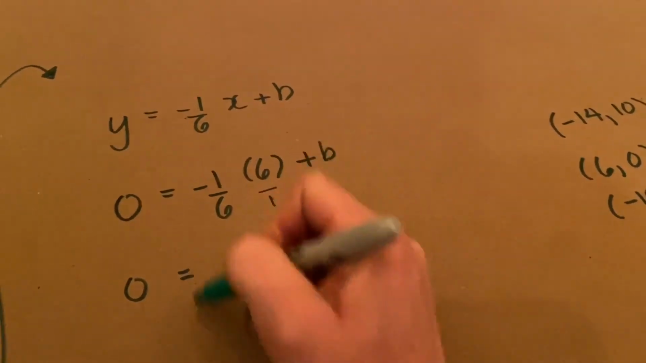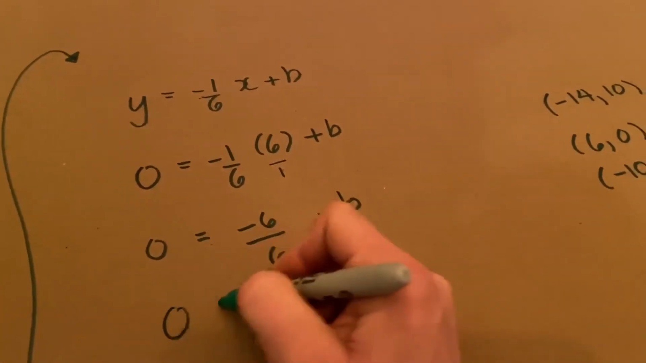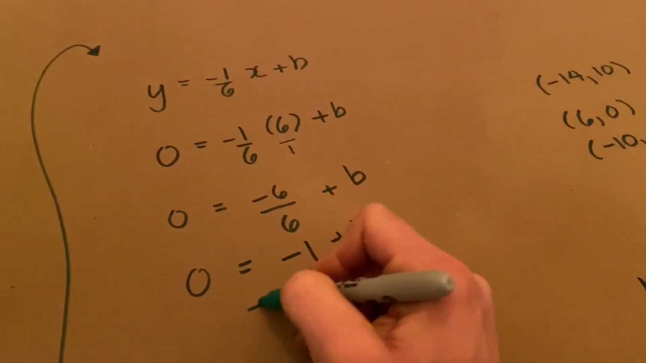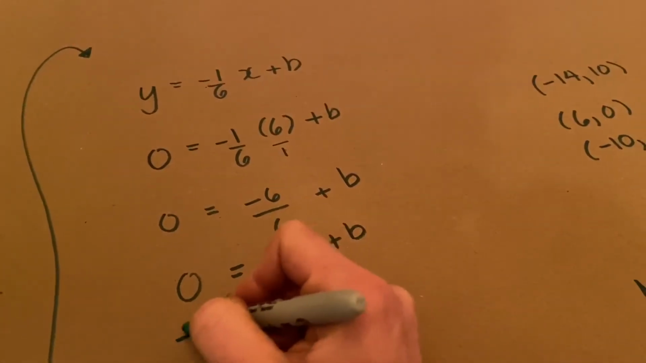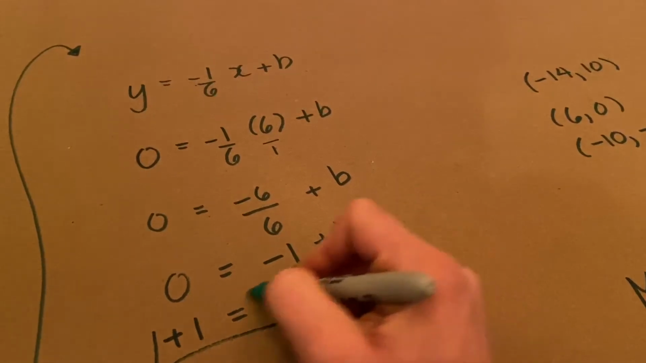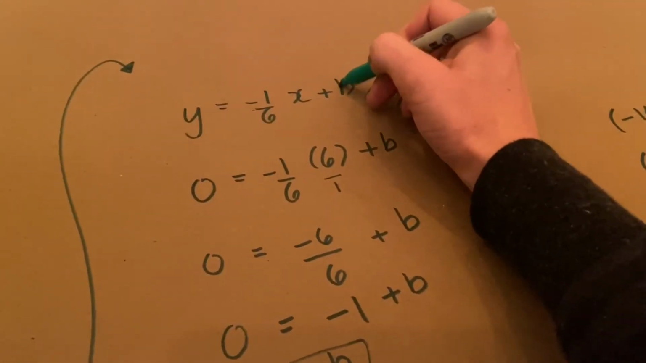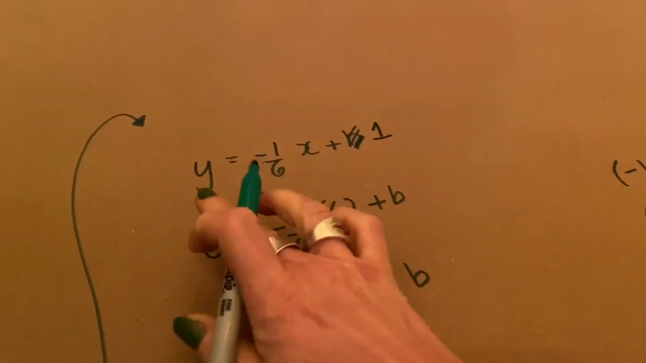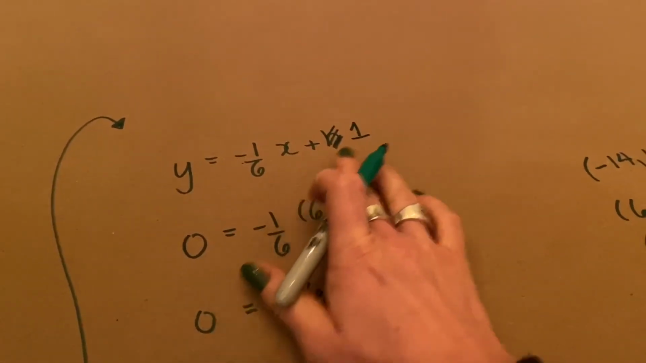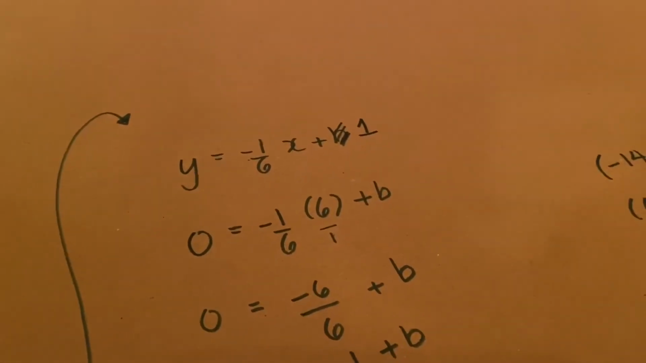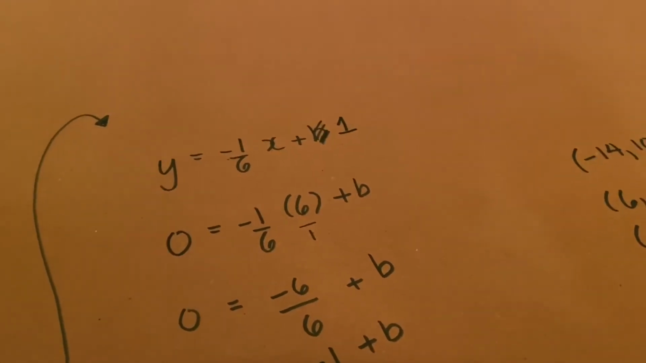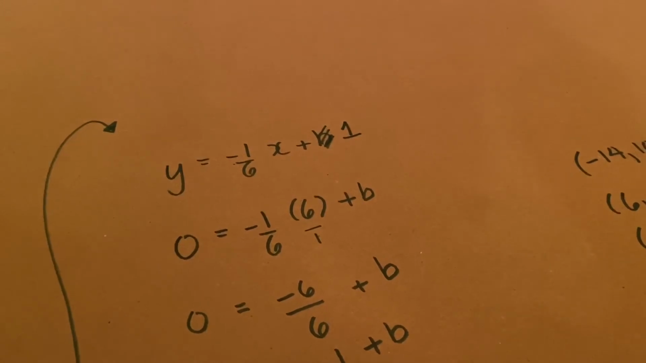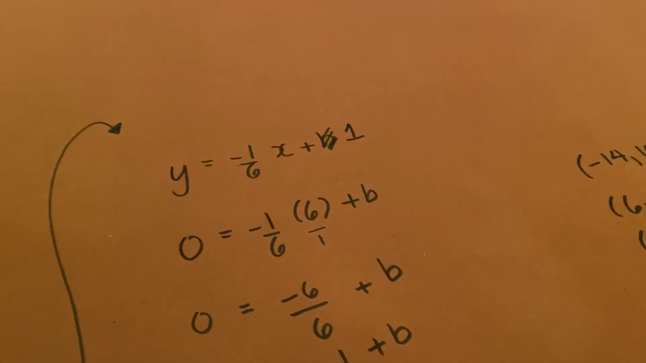It's always best to reduce your fraction right away. So this is just going to be -1 plus b, which means that b is equal to plus 1. So my whole equation is going to be y = -1/6 x + 1. So that's the equation of our first median. Now we need to look at Desmos to find what points I'm going to use for my second median.